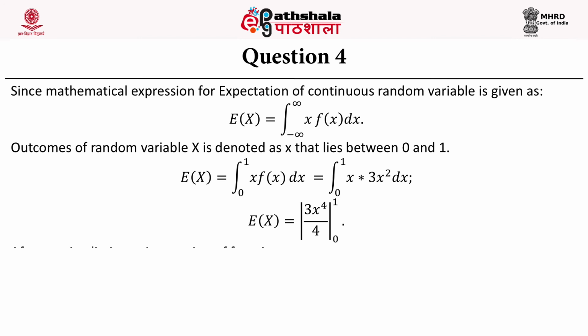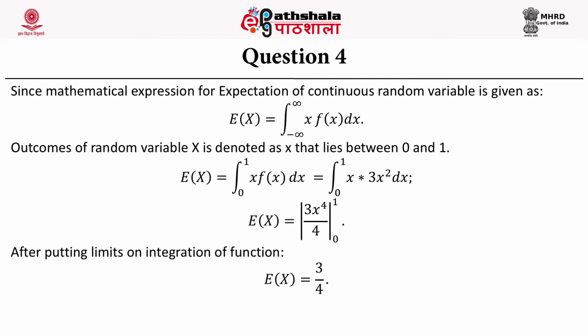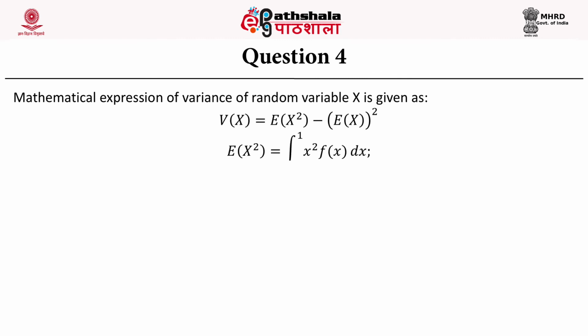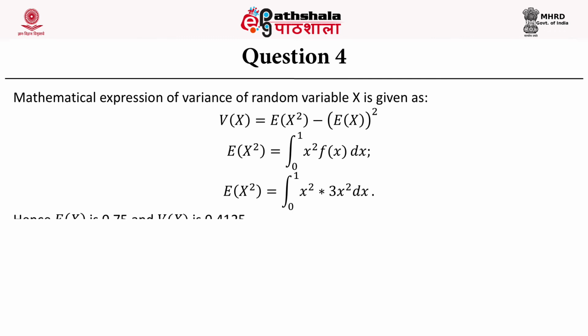So expectation of x is coming out to integral 0 to 1 of x f(x) dx, which is integral 0 to 1 of x times 3x squared dx. After solving the integration and putting the limits, we will get the value as 3 by 4. The mathematical expression for variance of a random variable is given as variance of x is equal to expectation of x square minus expectation of x whole square. Expectation of x square is equal to integral 0 to 1 of x square f(x) dx, which is integral 0 to 1 of x square times 3x square dx.